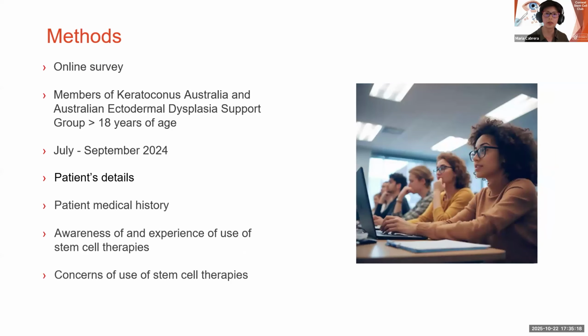We developed an online survey, and we circulated this survey among members of the Keratoconus Australia and Australian Ectodermal Dysplasia Support Group. The respondents were over 18 years of age. We did this from July to September last year, and we collected the patient details, patient medical history, awareness of and experience of use of stem cell therapies, and concerns of use of these therapies.